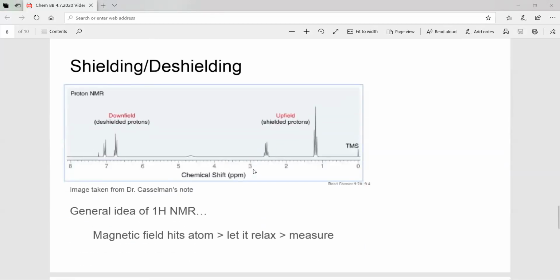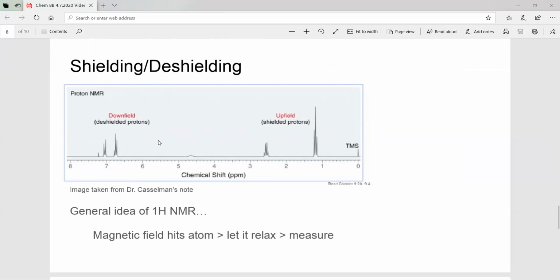Now we get to shielding and deshielding. Shielded hydrogens are associated with upfield, and deshielded hydrogens are associated with downfield. Note that upfield and downfield are relative terms. So a proton that is more shielded is upfield relative to protons that are less shielded.